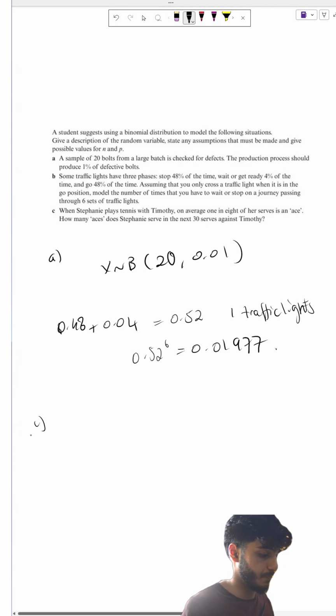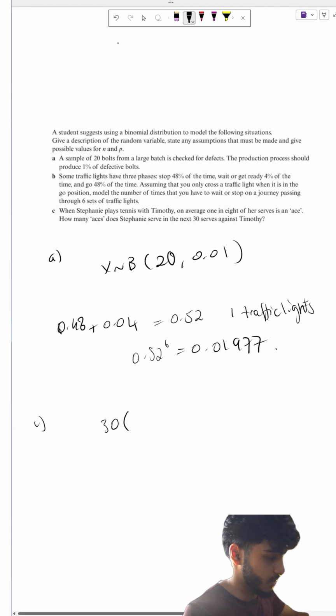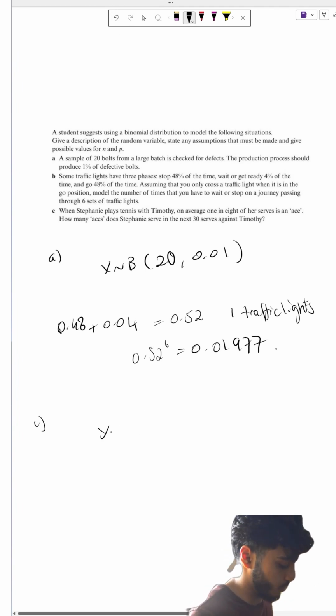This one is going to be a binomial. When Stephanie plays tennis with Timothy, on average 1 in 8 is an ace. How many aces does she do? So it's not even exactly a binomial. I'm going to put it as a binomial for now.